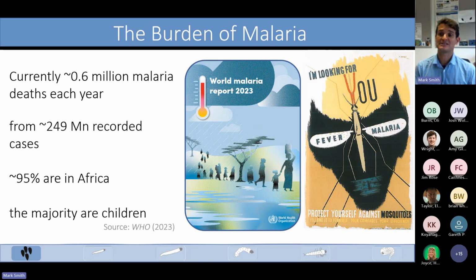Every year, we still see around 600,000 malaria deaths from about 250 million recorded cases. Of course, the real numbers of those could be much higher. Two key points to note from the World Malaria Report in 2023 is that 95% of those cases were observed in Africa, mostly sub-Saharan Africa, and unfortunately the majority of those cases and deaths were in children under 5.